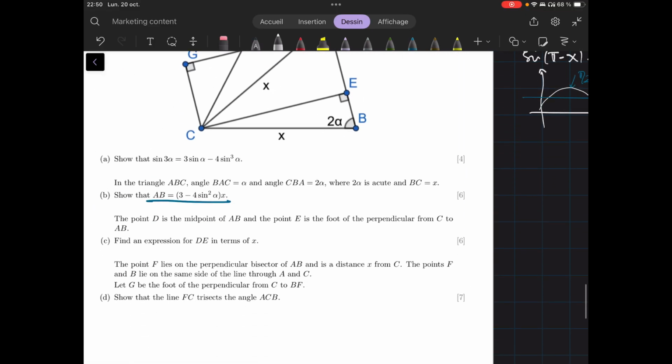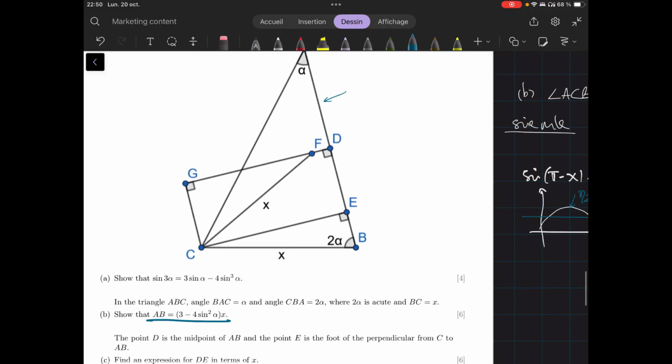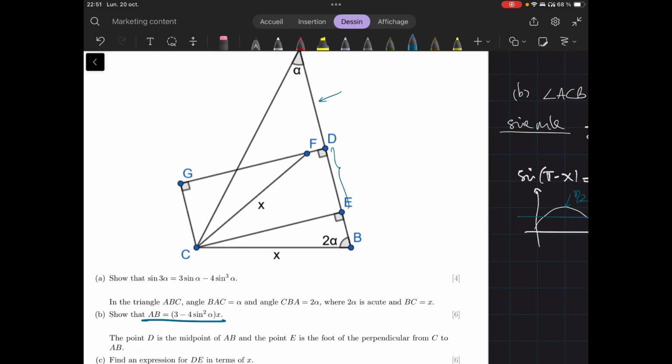Part C. D is the midpoint of AB. E is the foot of the perpendicular from C to AB. We want to find the length of CE. To find the length of DE, we need to find the length of EB.